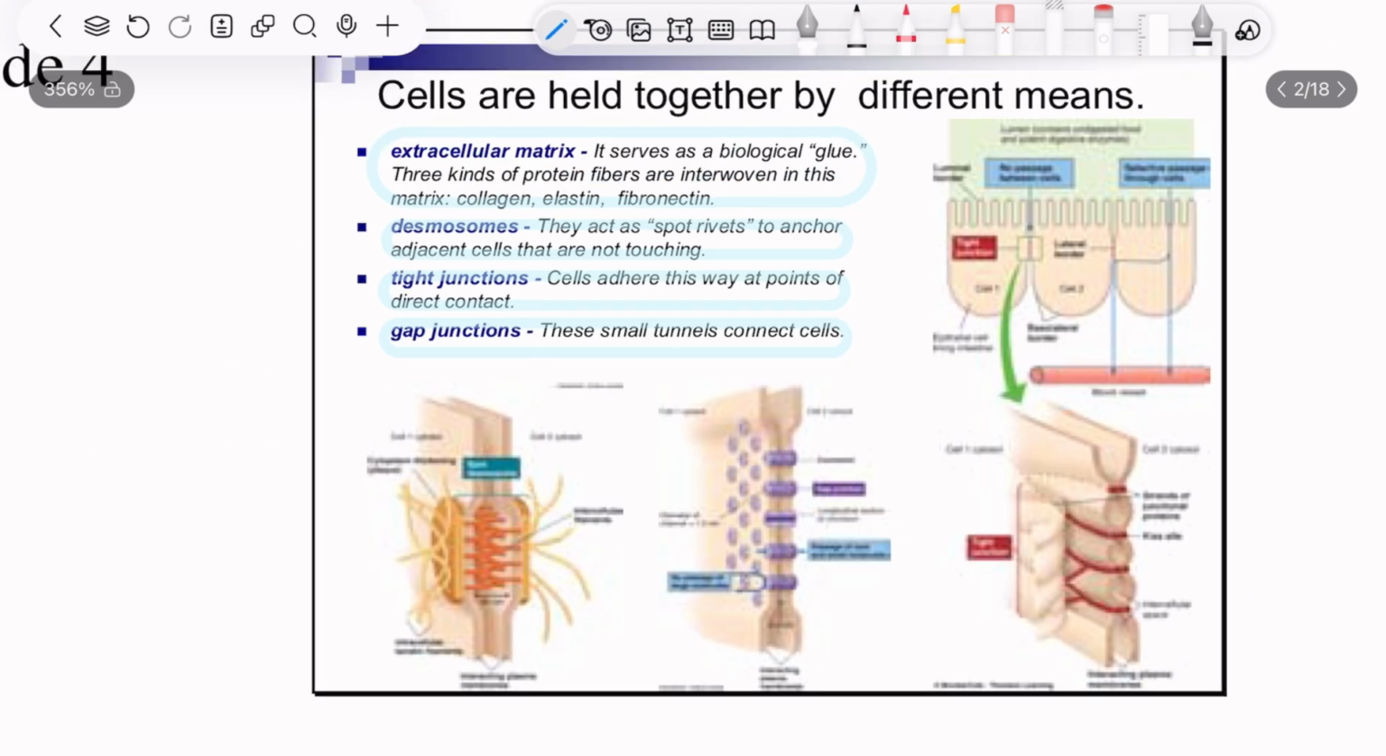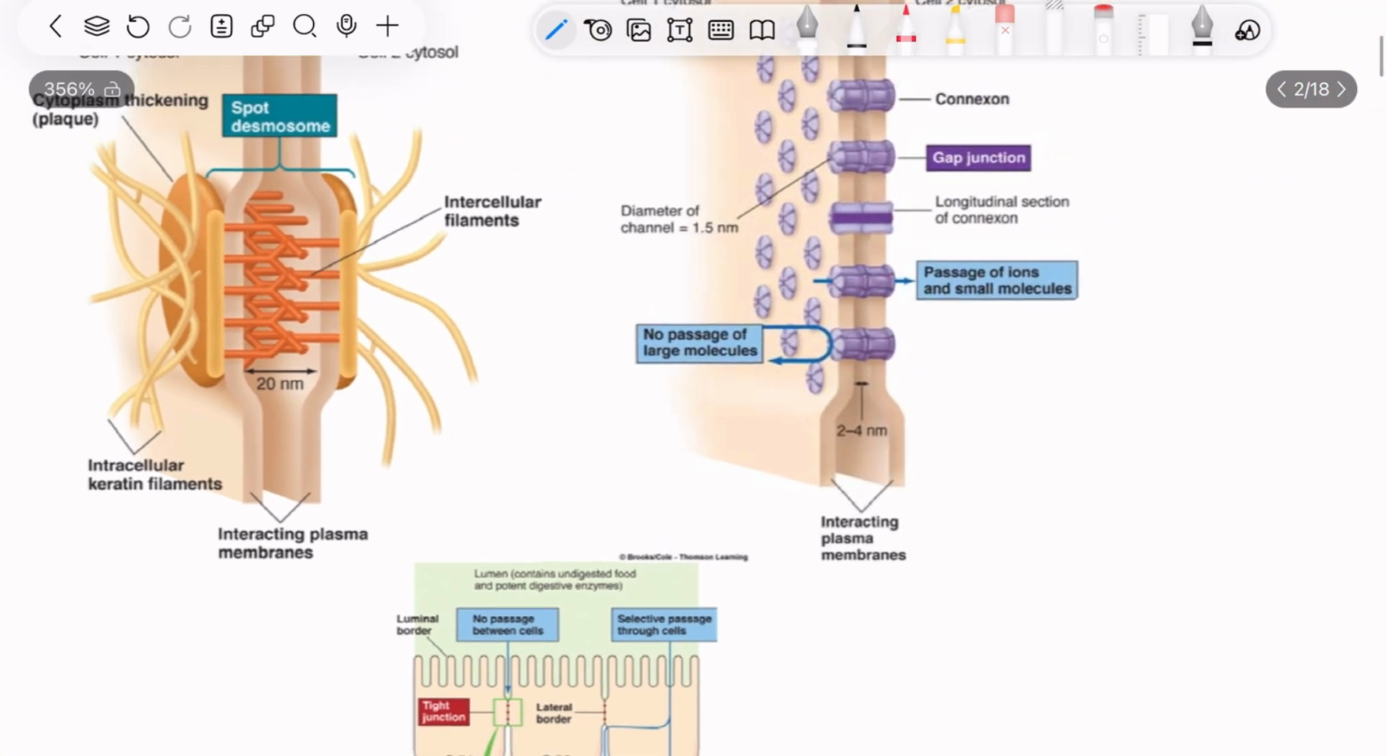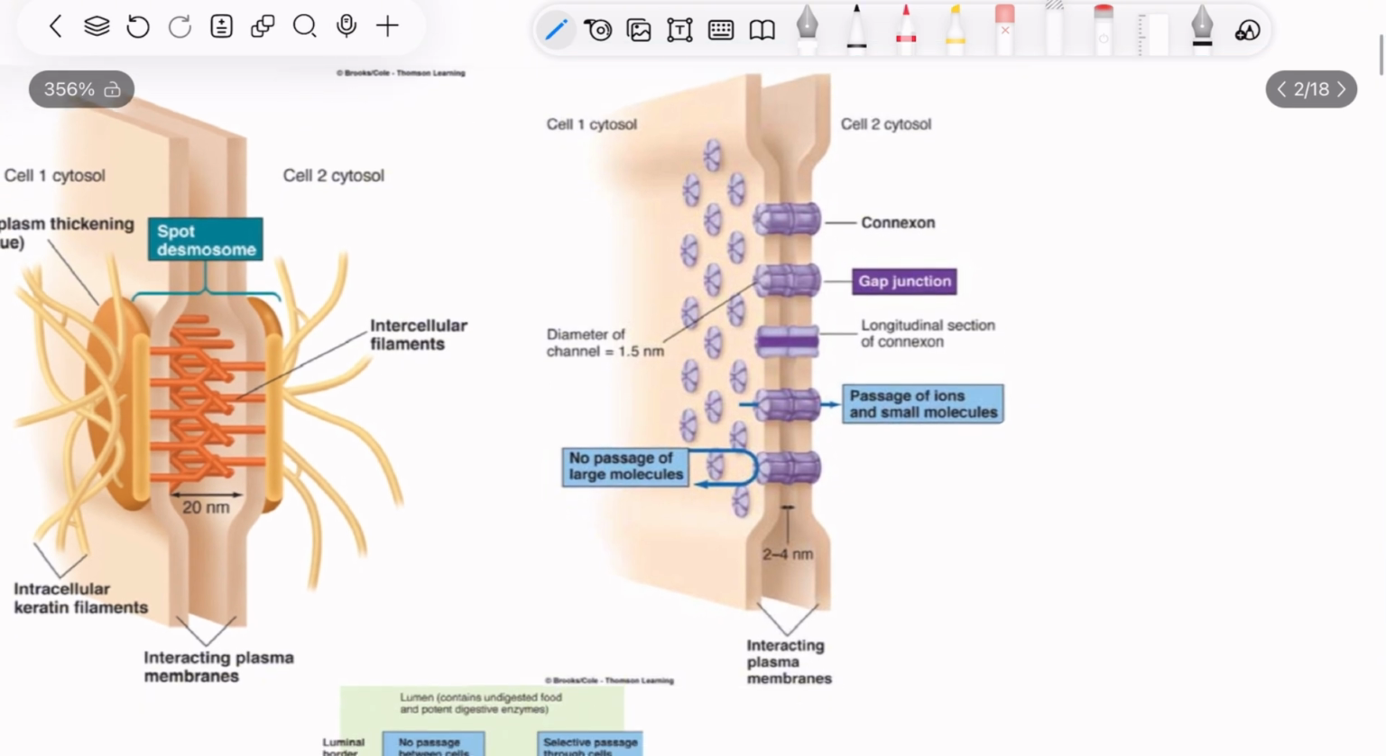And finally, gap junctions. These small tunnels connect cells together. So in gap junctions, these are small tunnels between the cells that allow communication. They let small molecules and ions pass between the cells, helping them work together, such as in the heart or in the nervous system.